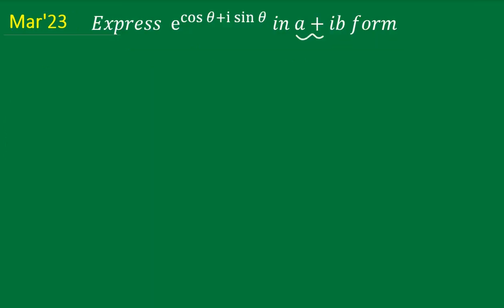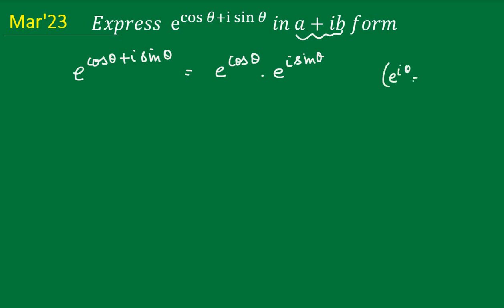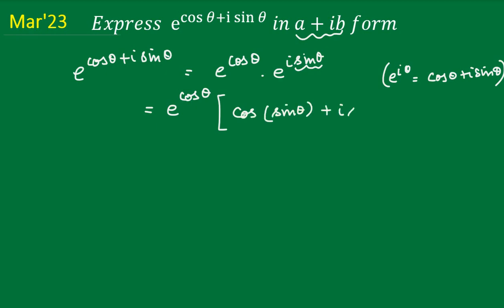Express e power cos theta plus i sin theta in the form of a plus ib is another simple question. We can write e power cos theta plus i sin theta, which is equal to e power cos theta into e power i sin theta. We know Euler's formula: e power i theta is equal to cos theta plus i sin theta. So here we are going to use Euler's formula, so this is equal to e power cos theta into e power i sin theta. In the place of theta, we have sin theta. Therefore, it can be written as cos of sin theta plus i sin of sin theta.